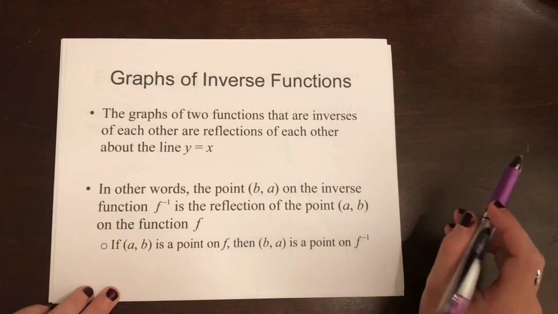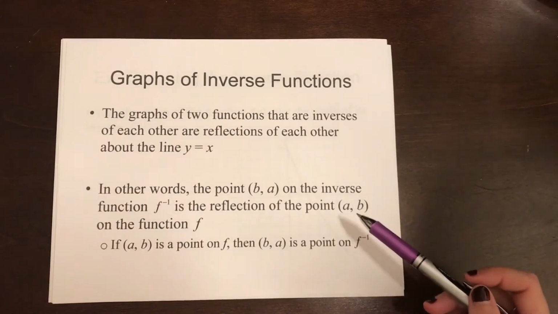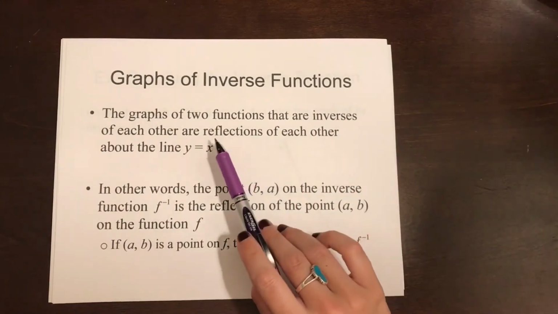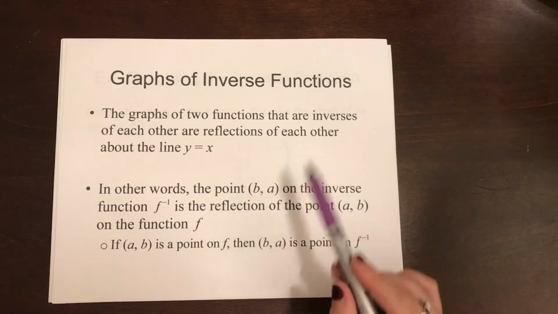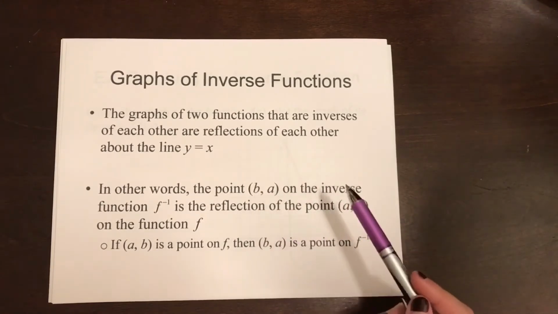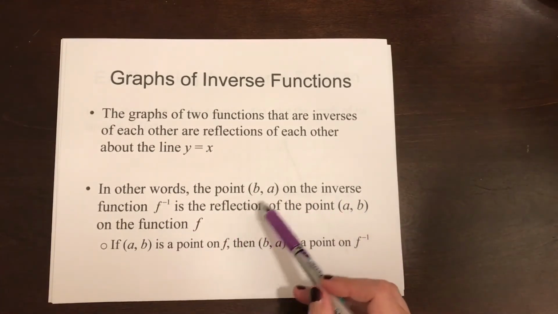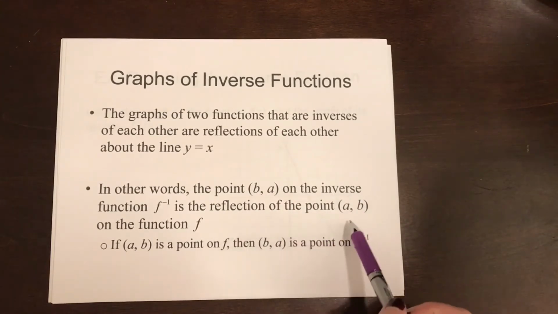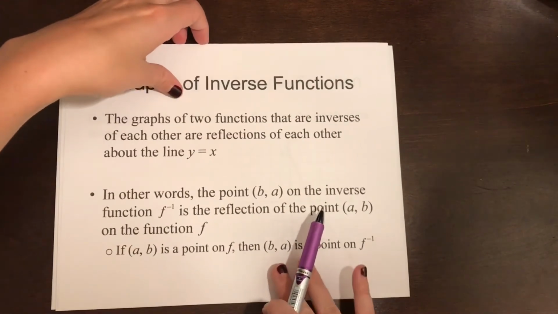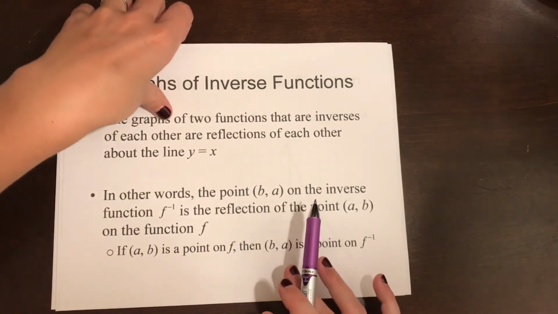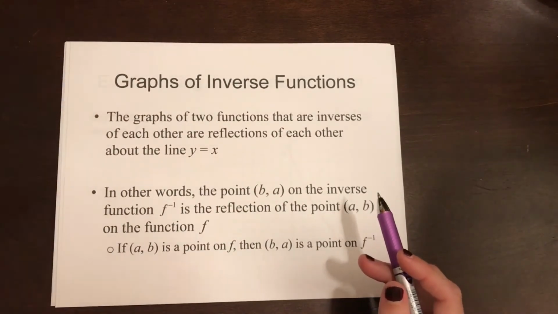Okay, so we talked about how the domain and ranges of two inverse functions kind of flip-flop. So the graphs of two functions that are inverses of each other are going to be reflections of each other about the line y equals x. And this is because if we have the point b comma a on the graph of the inverse function, then I know another point that will be on the graph of f, the point a, b, because the x and the y values will flip-flop. The domain and the range flip-flop. So if you know a point on either the function or its inverse, then you know a point on the other.